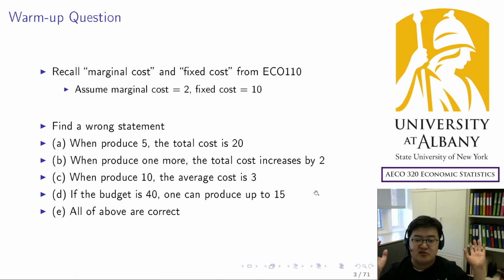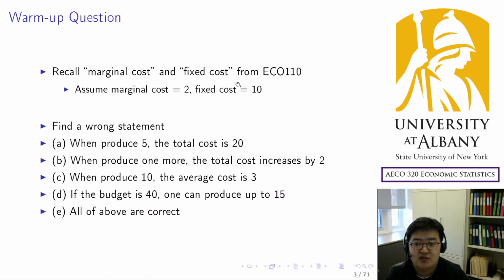So total cost is 30, but you produce 10. So per unit, on average, you paid $3. So this is the difference between the marginal cost and the average cost, which you must have learned in the introductory course. And D, if the budget is $40, you can produce up to 15, right?